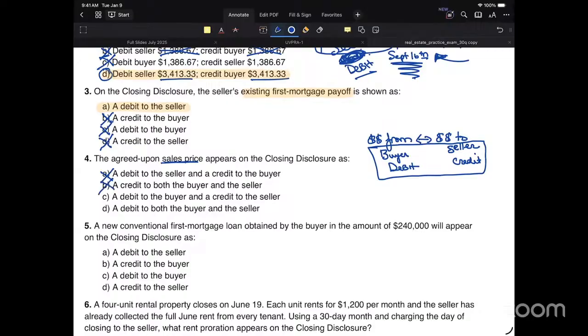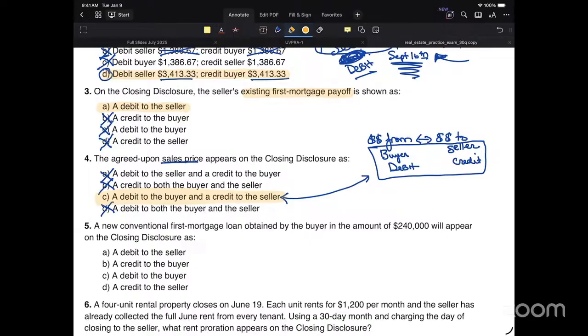C, a debit to the buyer and a credit to the seller. Okay, well, that seems to match what we said here, but let's double check D. A debit to both the buyer and the seller. Well, why is the seller paying money? That's not right. So once again, just using a little bit of logic, we know that the answer is C. A debit to the buyer and a credit to the seller for the same amount.